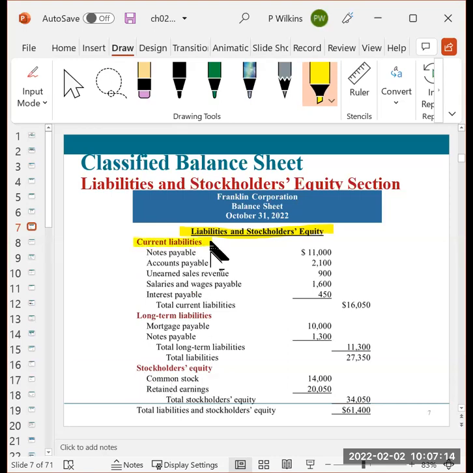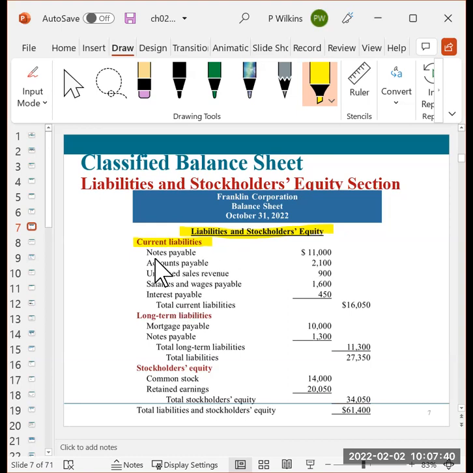Under current liabilities, in the liabilities section the order does not matter, except you have to have current liabilities first, long-term liabilities second, and stockholders' equity third. Within the categories, you can have them in different order, but again, try and follow the book, because if you put them in a different order, you get your homework wrong. It makes it a lot more difficult for you to go back and check your work.